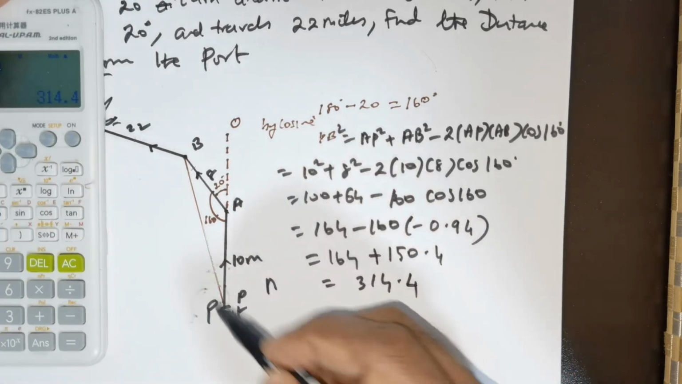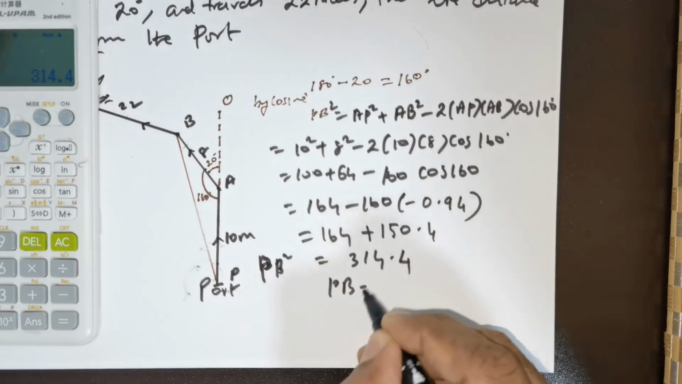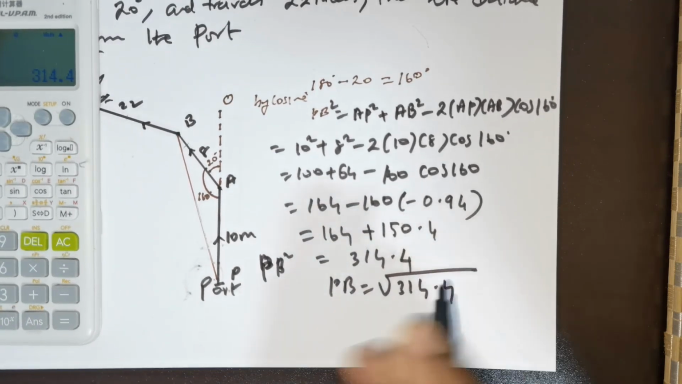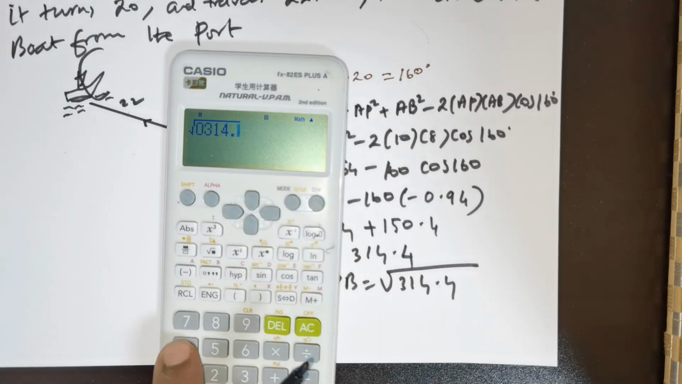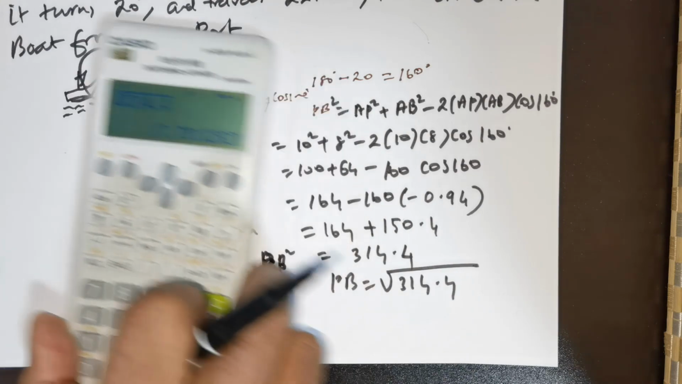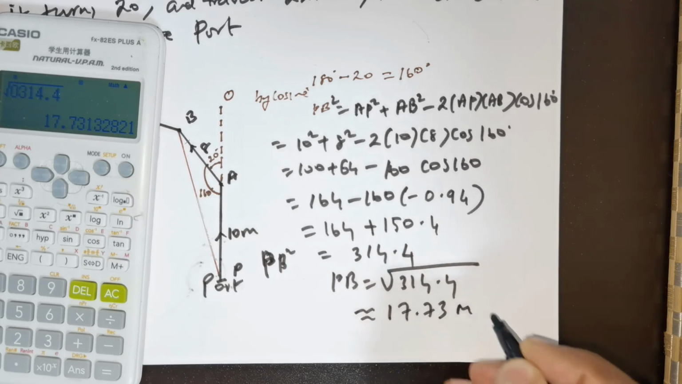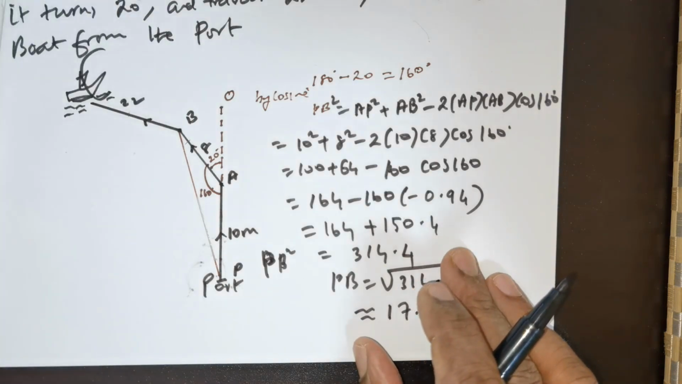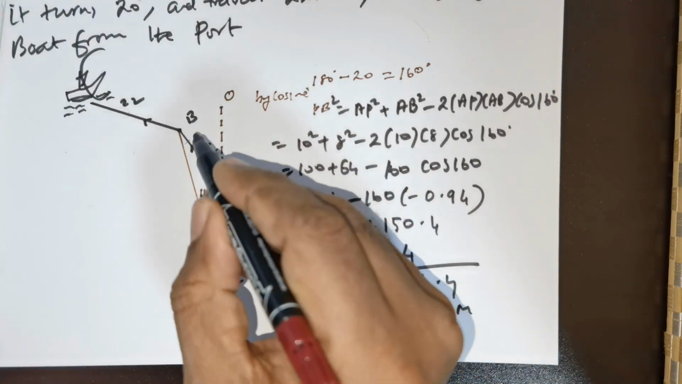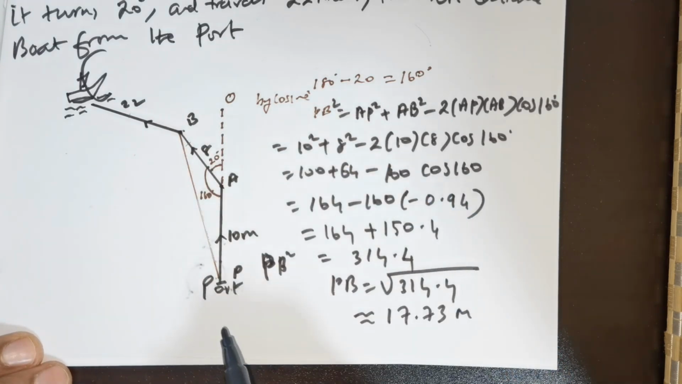What is this? This is PB squared, right? This distance. PB squared. So PB is equal to root of 314.4. So if I take the square root of 314.4, that is going to give me approximately 17.73 miles. Now you might be wondering, why did I get that? Now there is a reason for that. So when it reaches the station B, the distance of the boat from the port is 17.73 miles.